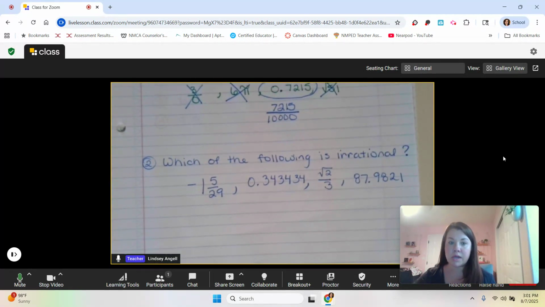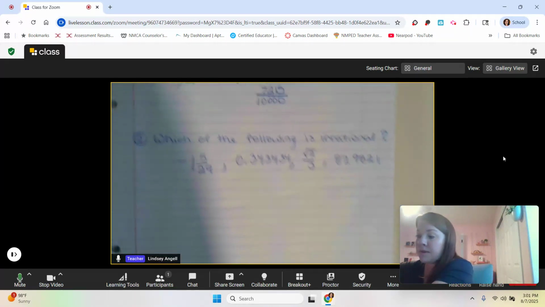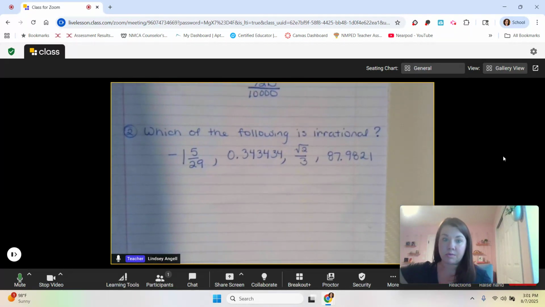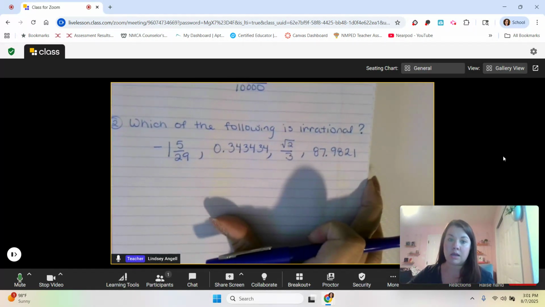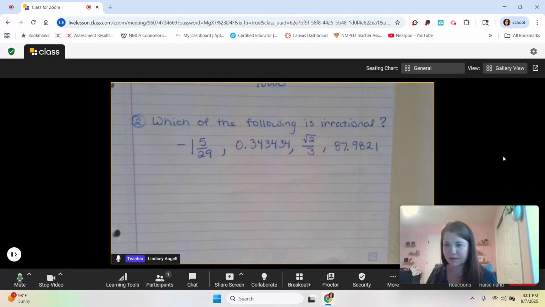All right, moving on to number 2. Which of the following is irrational? So now we're focused on the opposite concept from what we were looking at in number 1. Sorry, I'm trying to get centered and I have to think opposite for it. It's kind of weird. All right, which of the following is irrational?